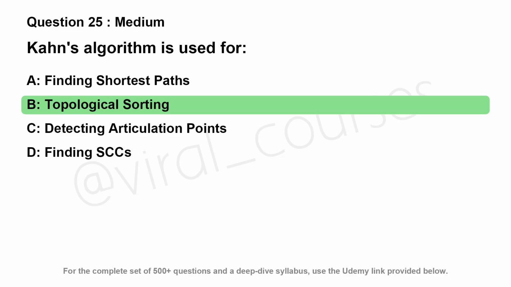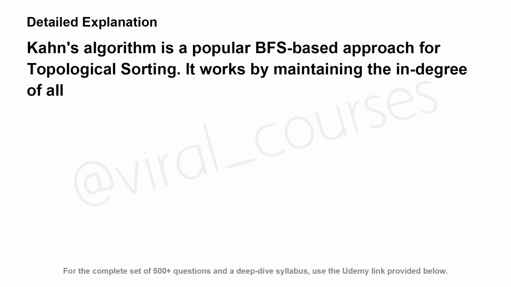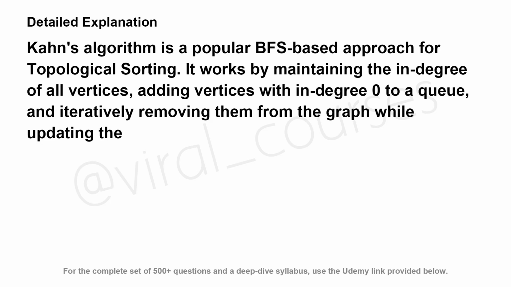The correct answer is B. Kahn's algorithm is a popular BFS-based approach for topological sorting. It works by maintaining the in-degree of all vertices, adding vertices with in-degree 0 to a queue, and iteratively removing them from the graph while updating the in-degrees of their neighbors.